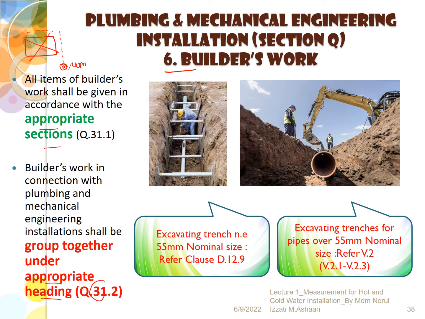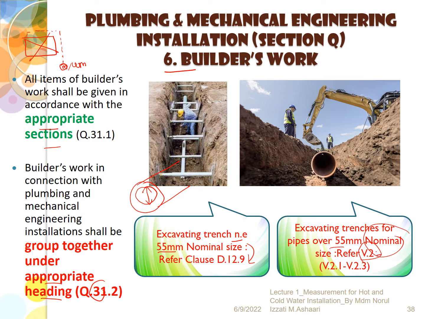Okay, look at this example of the item that you have to measure. Excavating trench not exceeding 55 mm nominal size has to be referred to D.12.9. And then if we have the trenches for the pipe over 55 mm nominal size, you have to refer to V.2. Always remember, nominal size is the internal diameter. So if you look at the section view, this is the nominal size, internal diameter, not external diameter.